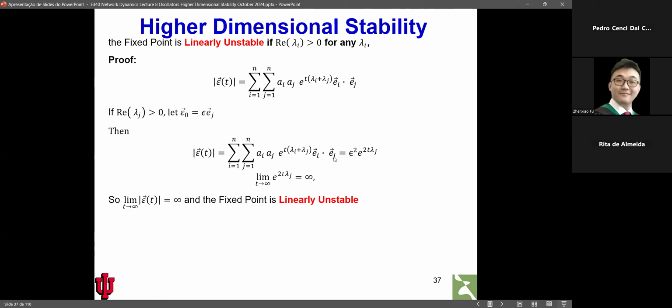Then you have something like this. He put it like this because you assume that all the a_i's are equal to 0 with the exception of a_j. Then you have something like this, and it goes to infinity. There are some trajectories for which the perturbation is going to diverge. The trajectory is going to flee away from the fixed point, and it means that the fixed point is linearly unstable.